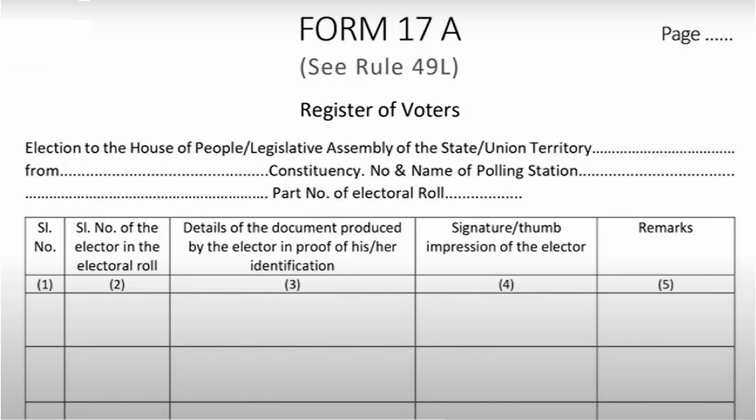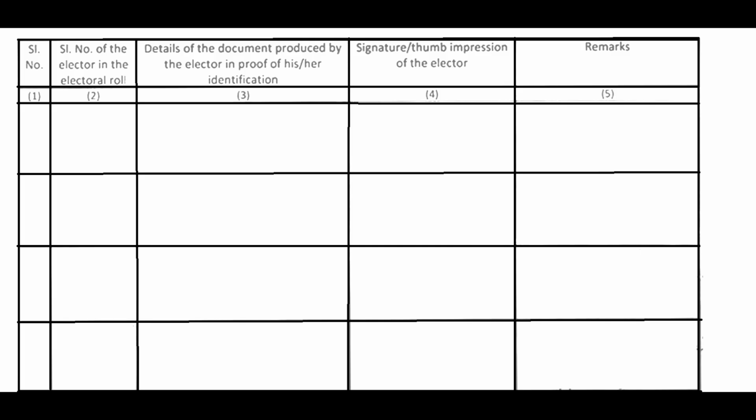Let's see how to fill the register of voters, which is also known as Form 17A. In Form 17A, there are 5 columns. First column is the serial number of Form 17A. Second column is the serial number of elector.